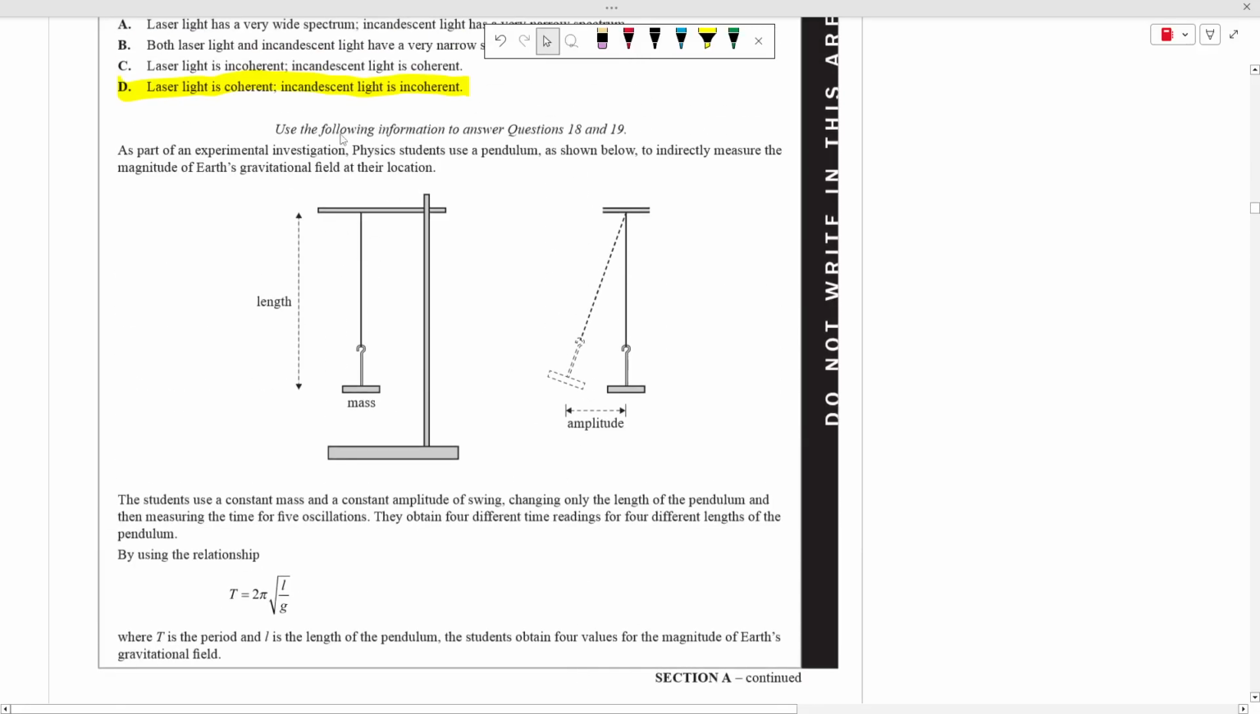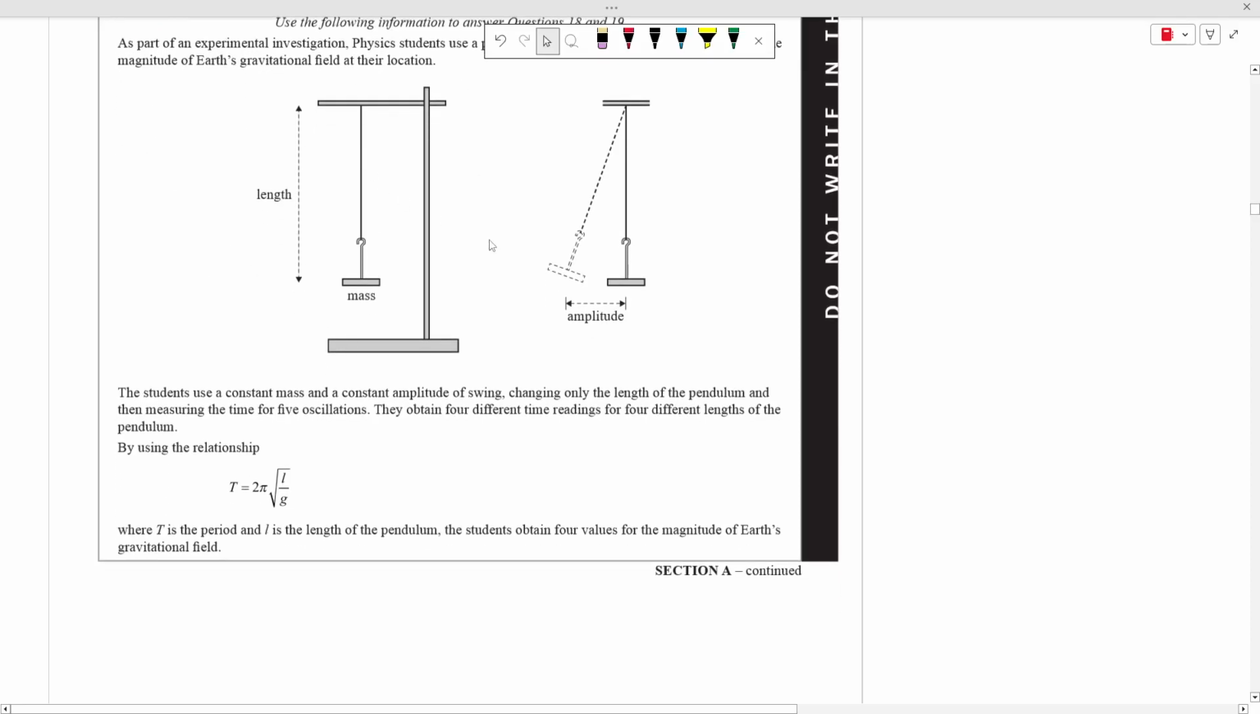Okay, use the following information to answer questions 18 and 19. As part of an experimental investigation, physics students use a pendulum as shown below to indirectly measure the magnitude of Earth's gravitational field at their location. So there's a pendulum, and they're just, I guess, rocking it back and forth.